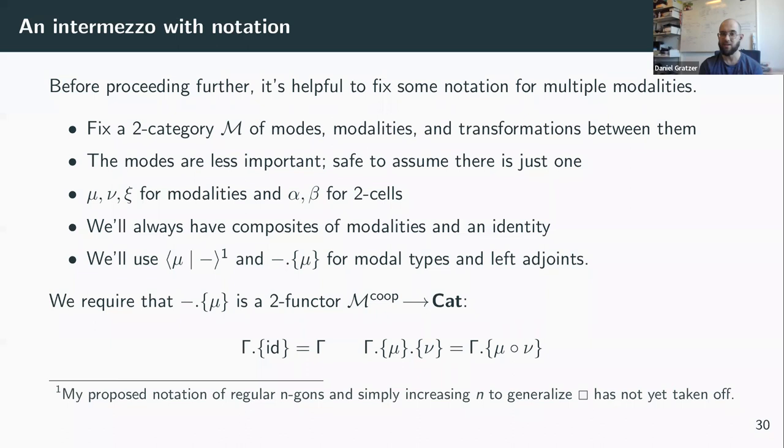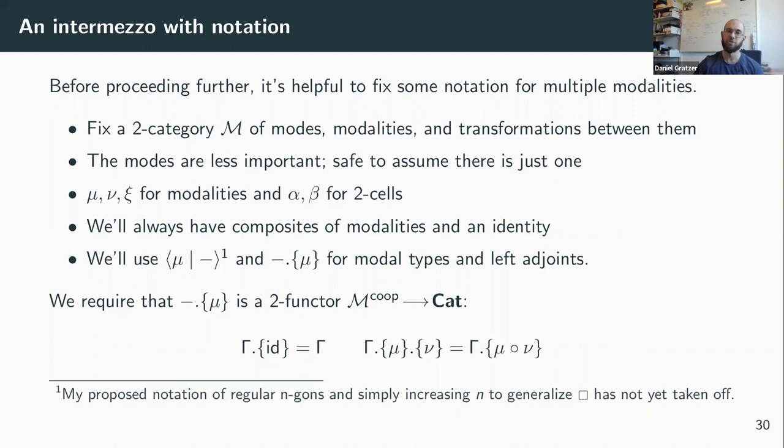And we'll also have this new notation for modal types and their left adjoints. So I'll write this angle bracket type thing for modal types, and I'll write this postfix dot brackets mu for the left adjoint. And the two categorical structure is going to appear in the syntax because henceforth we will assume that the left adjoint is going to be a two functor.